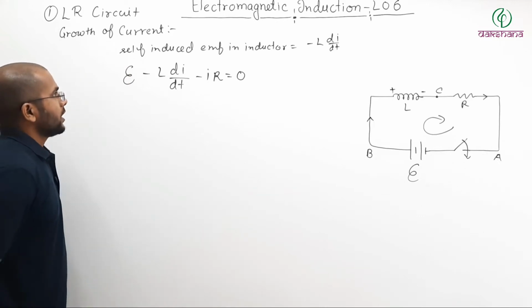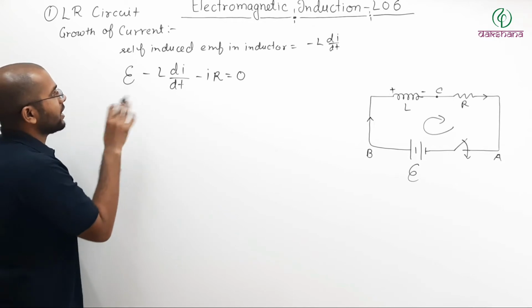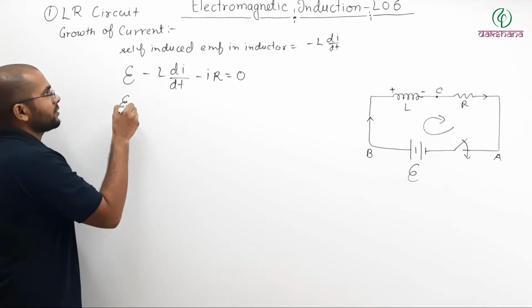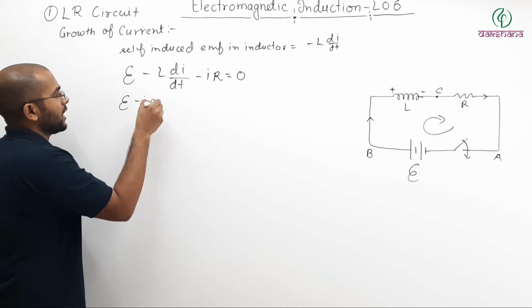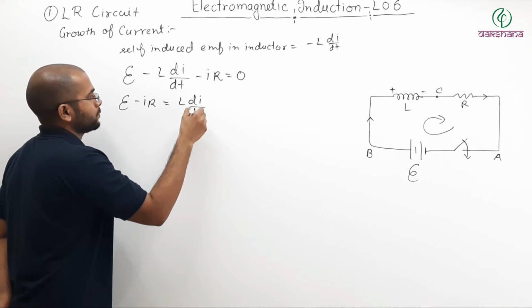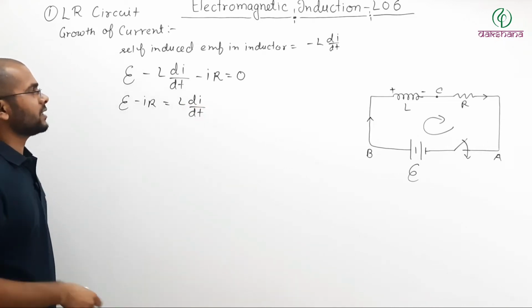Now let us rearrange this a little bit. Can I write it like this? EMF minus IR equals L di by dt. I can write it like this. Let us rearrange it a little bit further.